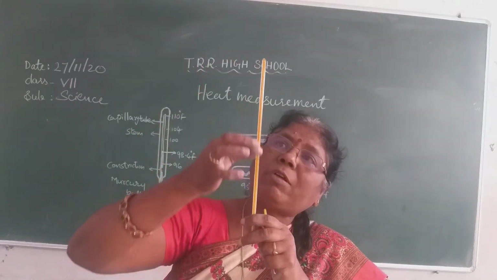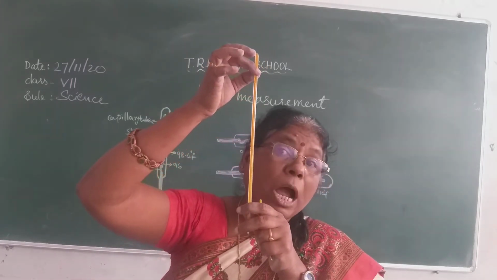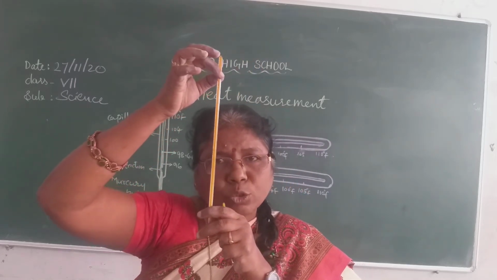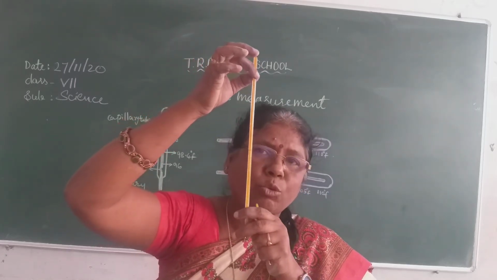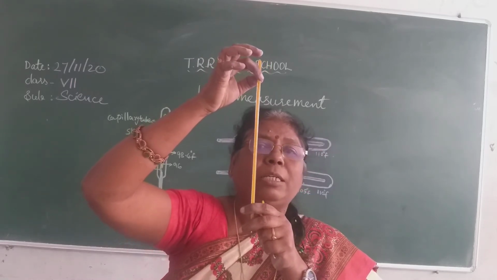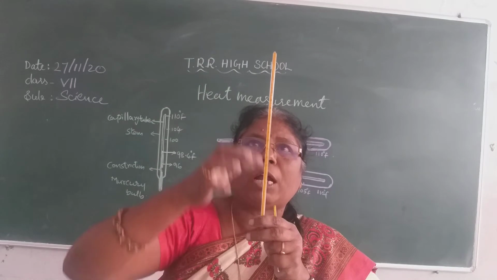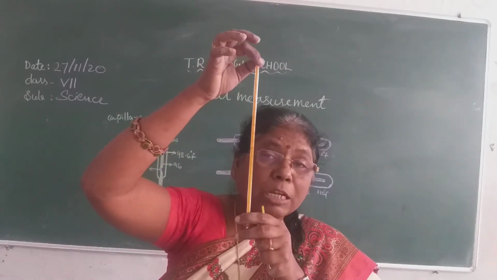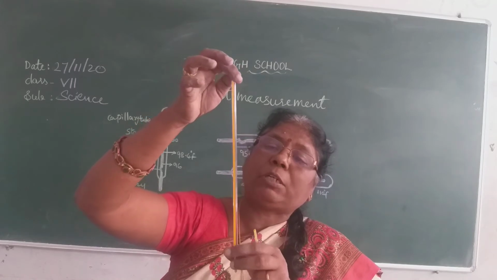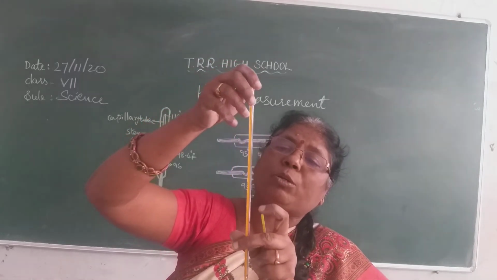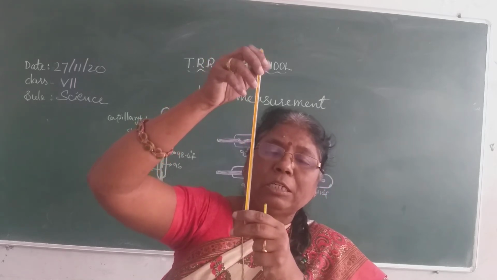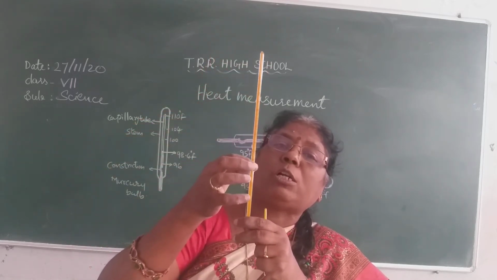The mercury level will rise up to 100 degrees Celsius. If you keep it for a longer time also, you will get 100 degrees Celsius only. So the boiling point of water is 100 degrees Celsius. Now, between 0 and 100 degrees, you make 100 equal divisions. 10 to 20, 20 to 30, 30 to 40, isn't it? Divide each of these into 10 equal small divisions.